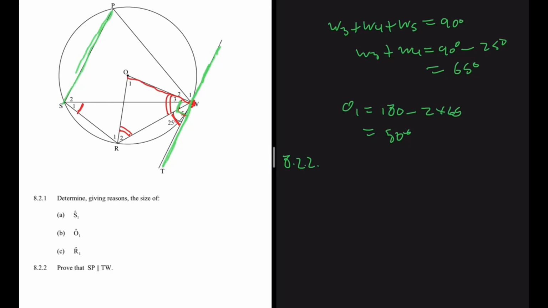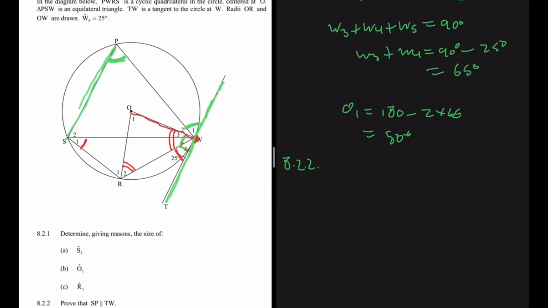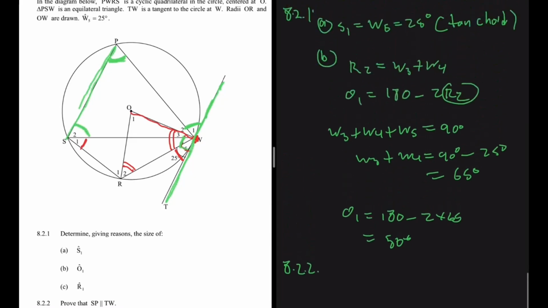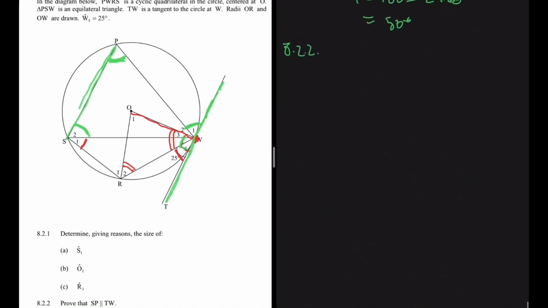So if these two lines are parallel, then this angle here, W1, should be equal to this angle P here. But then at the same time, W1 should be equal to S2. Why are we saying that? To our keyword again, tangent. We're using the tan chord theorem, right? We're sticking to the keyword.